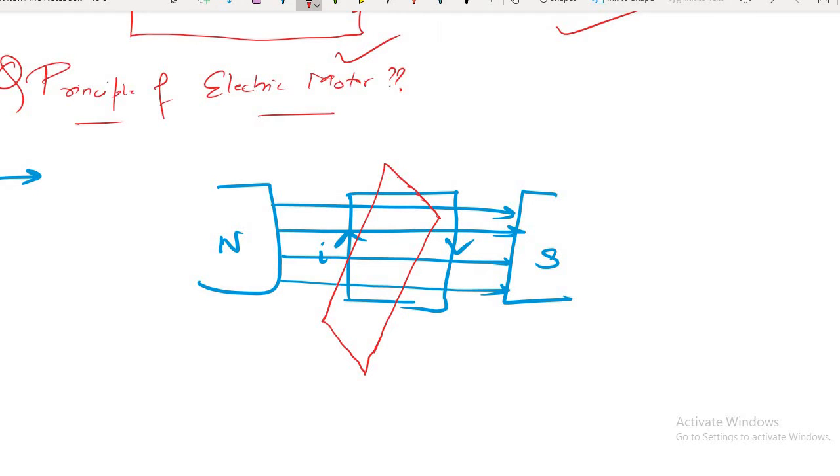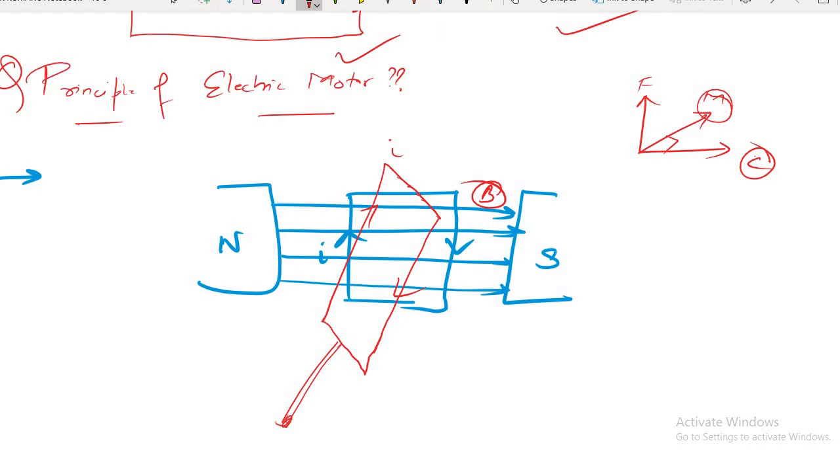Fleming's left hand rule: all the three things have to be perpendicular to each other. Then only it will experience the maximum force. Father, mother, children. So current, magnetic field and force. This is the current I that we are flowing in this coil, and this I has to be perpendicular to the magnetic field B. If it is perpendicular, it will experience maximum amount of force, and due to that force, the coil will rotate. The shaft is connected with it and the shaft will rotate. Understood?